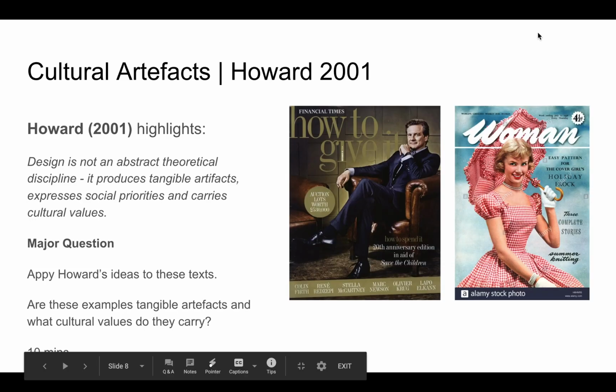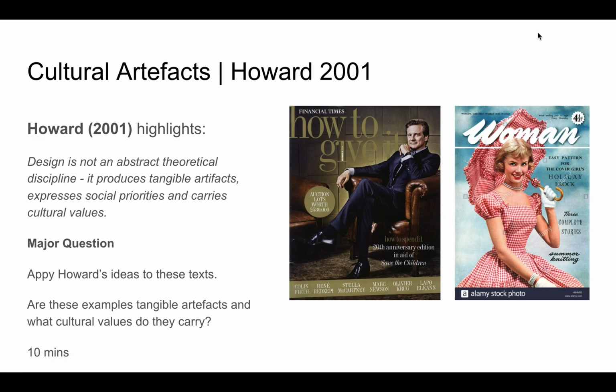Furthering our understanding of Howard's ideas, how do Howard's ideas apply to these texts? How are they different from the previous text? Design is not an abstract theoretical discipline. It produces tangible artifacts, expresses social priorities and carries cultural values. So are these examples tangible artifacts, and do they carry cultural values?